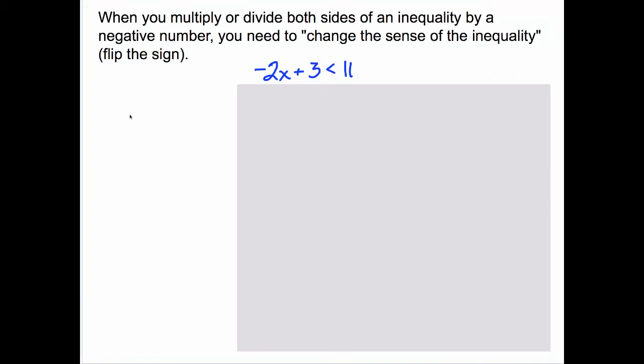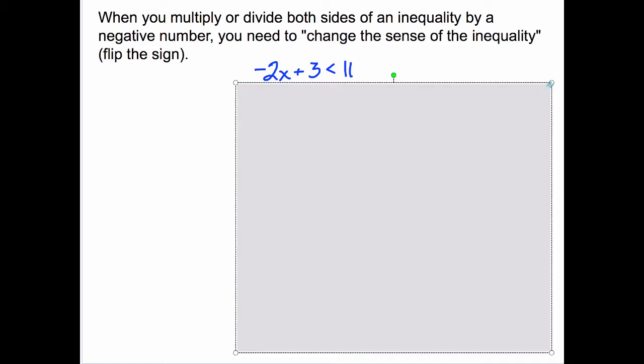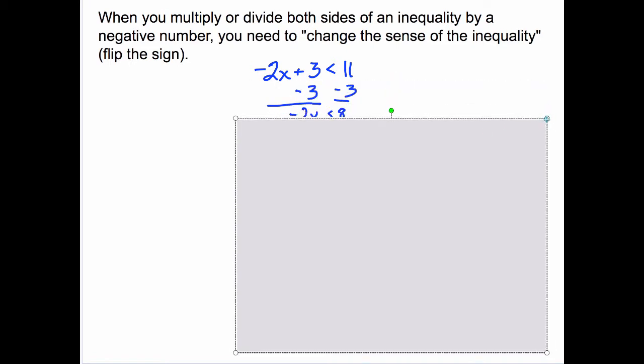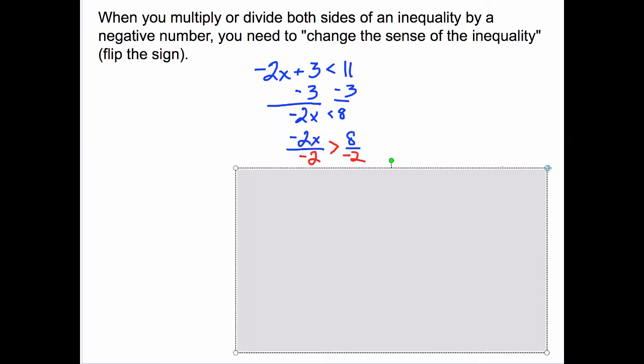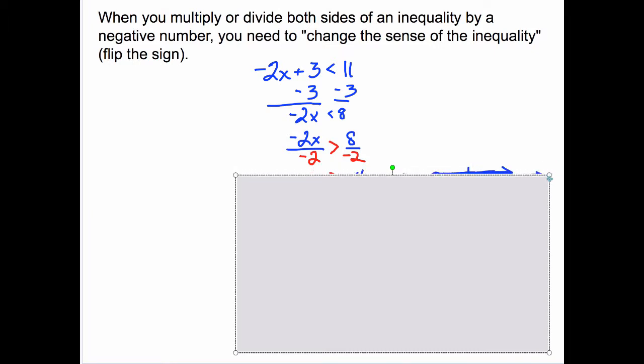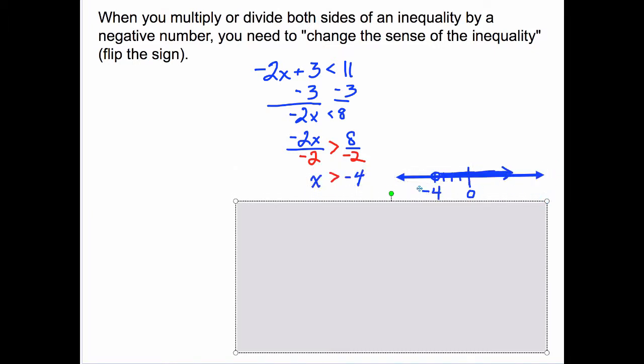Now let's go back to the problem that we got wrong before and see if we can make it right. As before, the first step is going to be to subtract 3 from each side to get negative 2x is less than 8. And then we divide each side by negative 2, and because it's negative 2, we switch the sense of the inequality, or flip the inequality sign, and we get x is greater than negative 4. And now we have this solution as a graph.